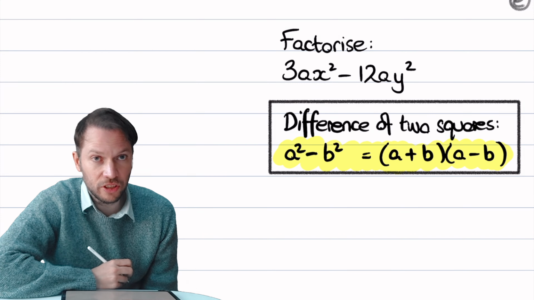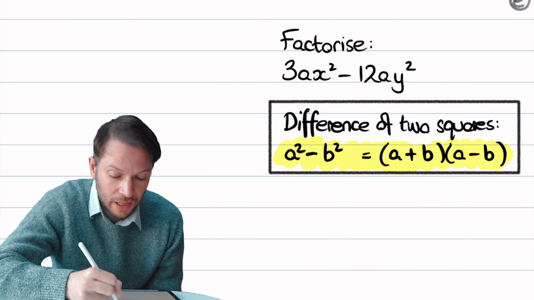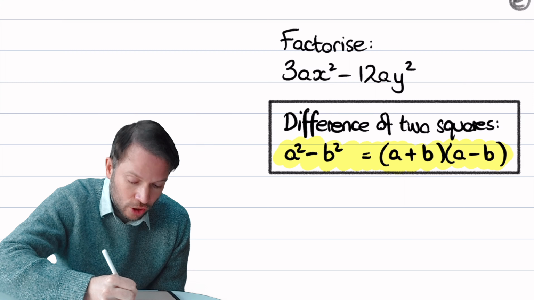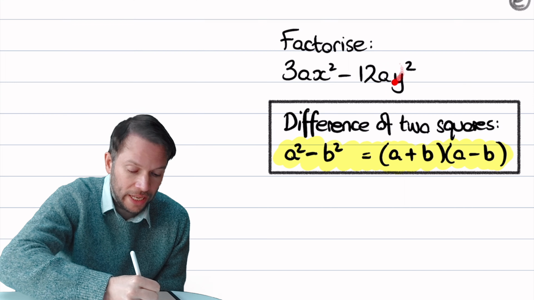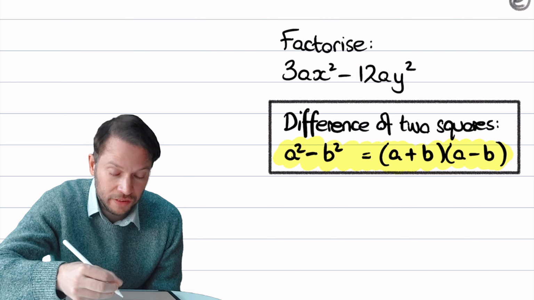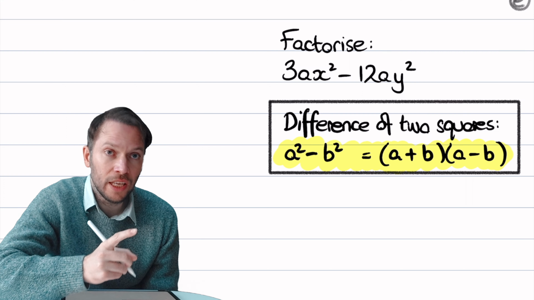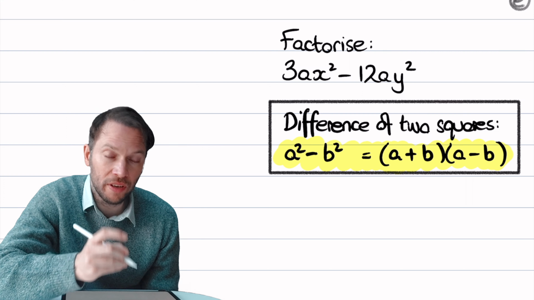Hi, in this video we're going to do further exploration of the difference of two squares, but where we have a common factor in these two terms that we need to factorise out first. So in general, whenever you're factorising, you should always check for a common factor first.